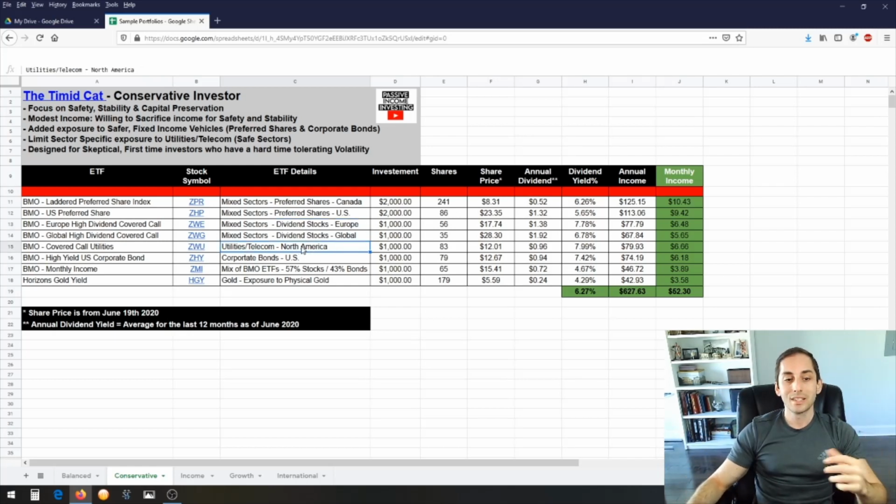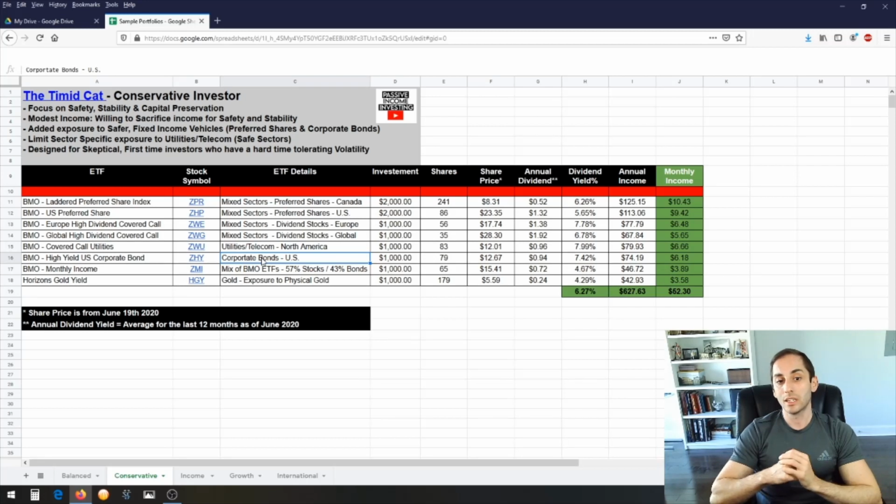In terms of sector-specific exposure, you're only getting it with utilities and telecom, which is the safest or the most defensive sector. Everyone needs their utilities, their power, and their voice and data services, right? So that's why it's considered defensive. So the ZWU ETF from BMO easily takes care of that. Then you have the ZHY, which is US corporate bonds. So corporate bonds is considered fixed income as well, a lot safer than equity. So I put it in there.